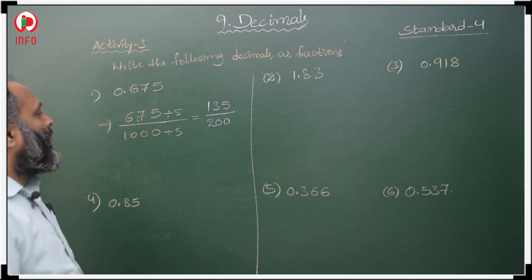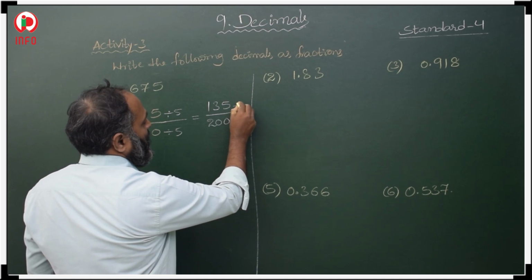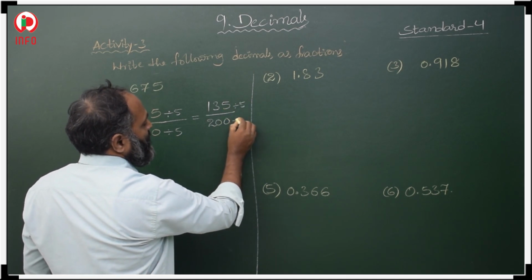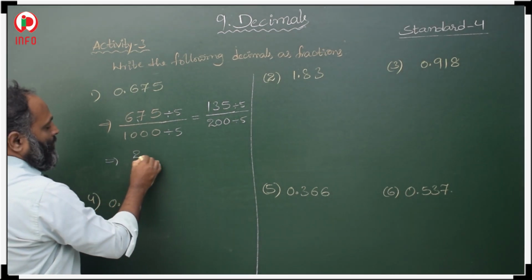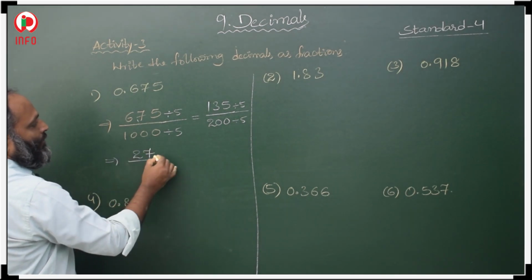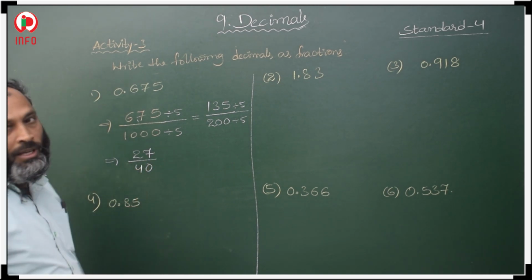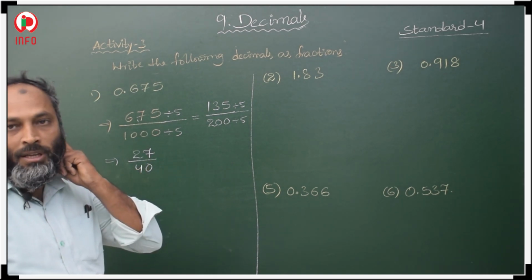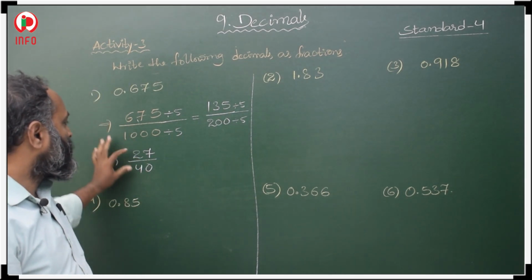Okay. Now here again 5 is in the ones place and 0 is there, divisible by 5. 5 times 27 is 135, and 200 divided by 5 is 40. So 27 by 40. In this way we have to convert the given decimals into fractions.